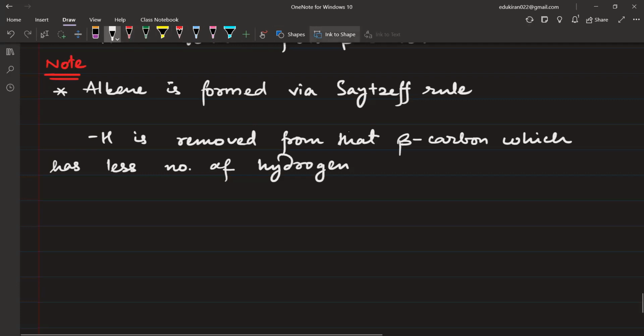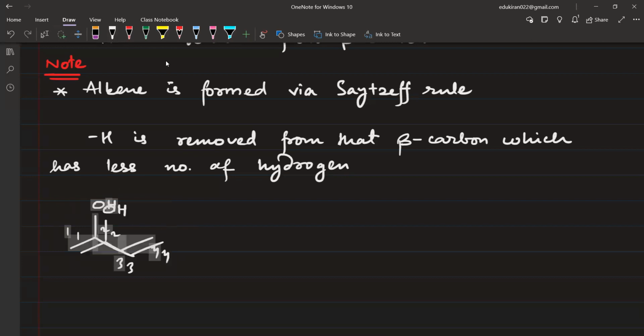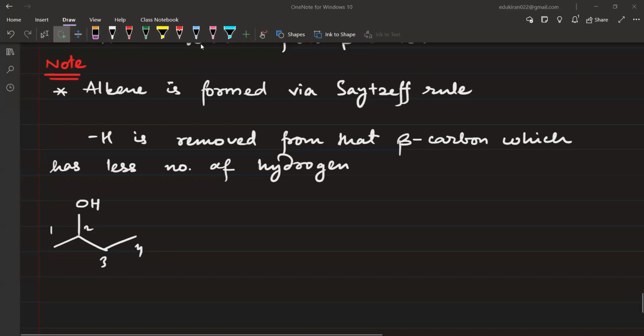Okay, so the counting of hydrogen is very important. Also, the more substituted alkene will be the major product, you can write that also. I will explain it after I have formed the alkene. For example, the same thing, you have OH, right? Now you have 1, 2, 3, and 4. Which is the alpha carbon here, guys? Identify the alpha carbon.